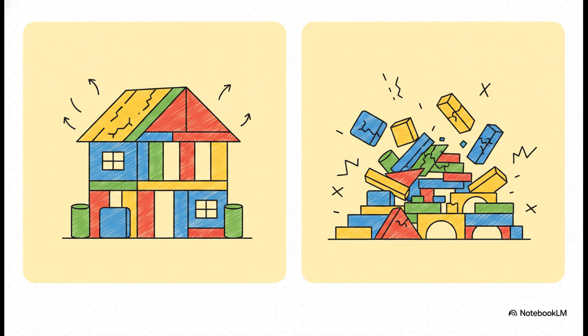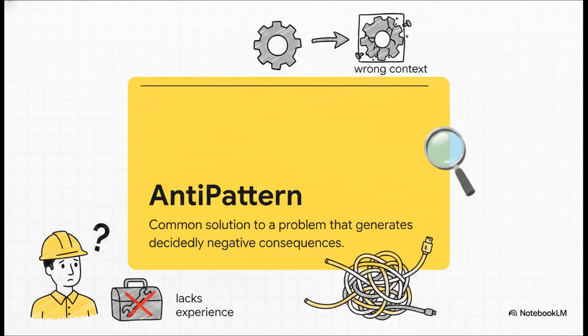But a design pattern becomes an anti-pattern when it ends up causing way more problems than it actually solves. It's basically a genuinely good idea, but applied in a deeply destructive way. The formal definition here is actually fascinating. An anti-pattern describes a commonly occurring solution to a problem that generates decidedly negative consequences.